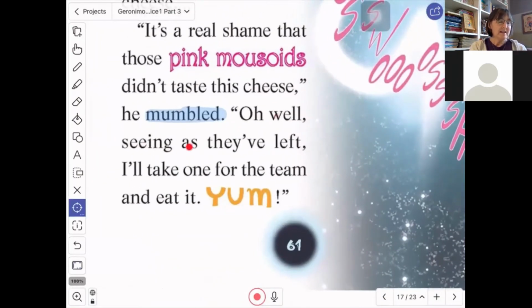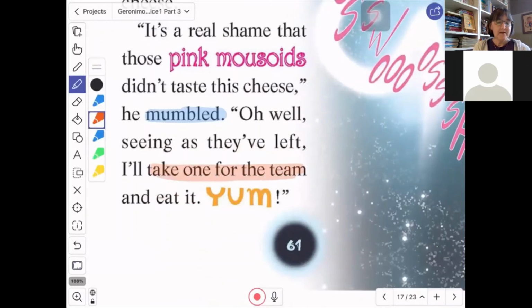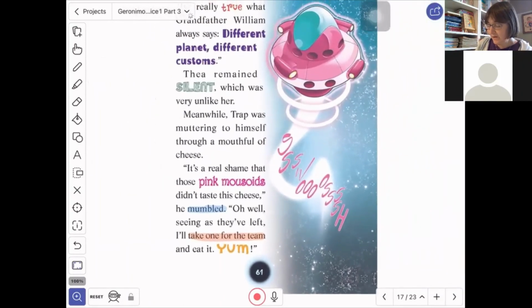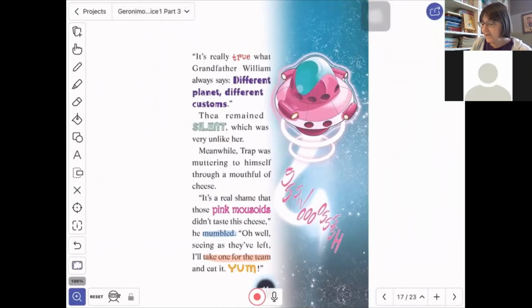"Oh, well, seeing as they've left, I'll take one for the team and eat it. Yum." When we say take one for the team, it means that I'll just do more. I'll do extra, right? He's being funny. He goes, well, since they're not eating our food, I'll just eat more food. I'll eat their gift. I'll eat their share of the food.